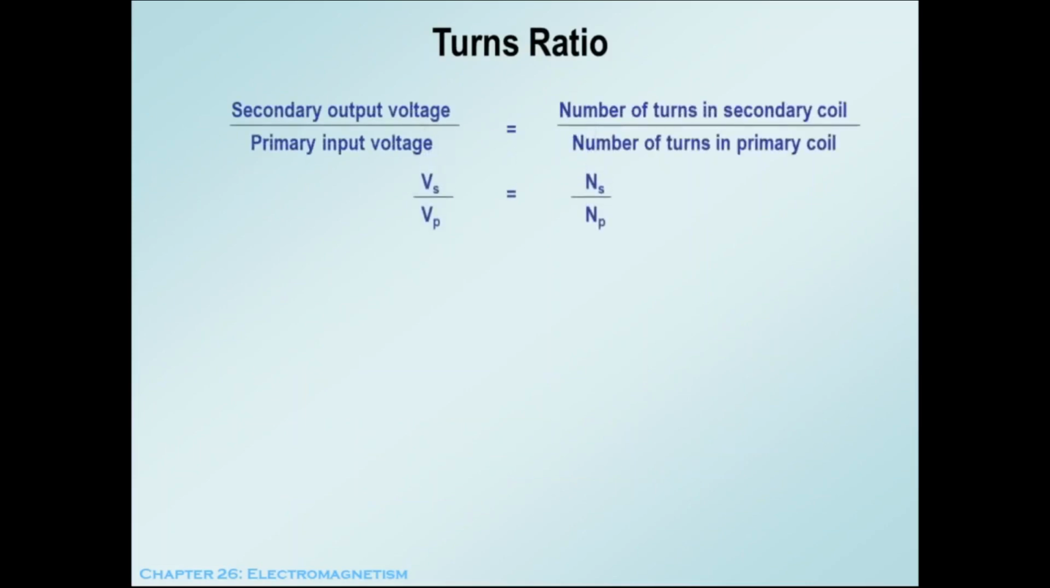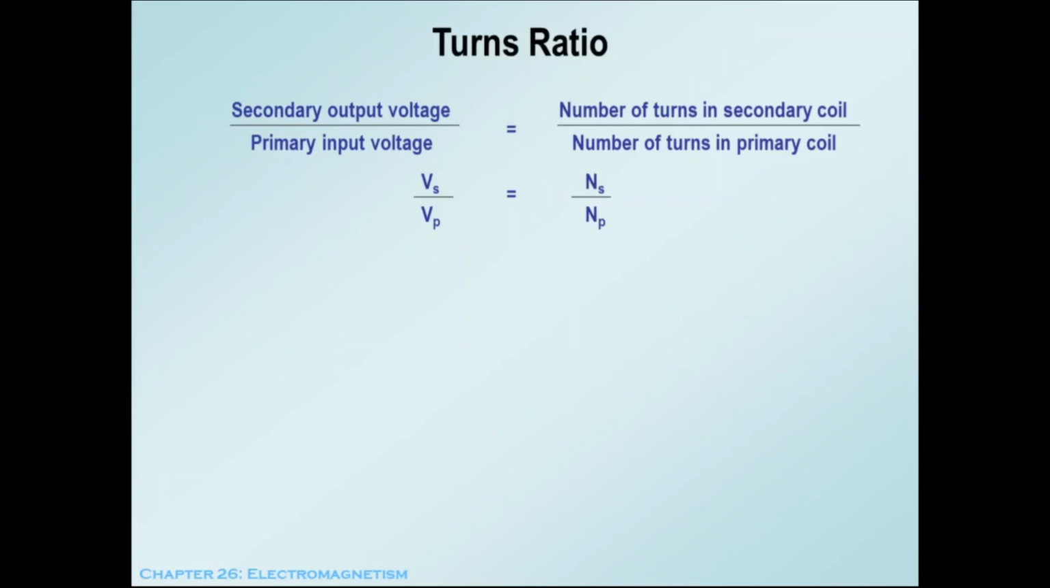Next, to our formula. The secondary output voltage divided by the primary output voltage is equal to the number of turns in the secondary coil divided by the number of turns in the primary coil. So we have our formula Vs over Vp equals Ns over Np. That comes about from what we had previously learned about electromagnetic induction.